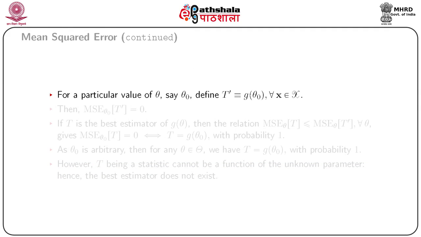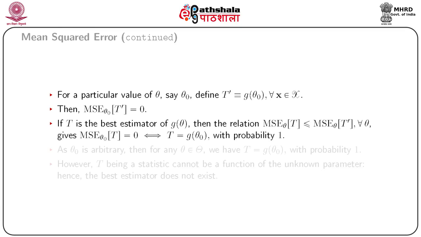Let, for a particular value of theta, say theta naught, T dash be defined as T dash equals g(theta naught) for all small x belonging to script X, where script X is the sample space. Then MSE of T dash under theta naught is equal to 0. Since MSE of T under theta naught is less than or equal to MSE of T dash under theta naught, it follows that MSE of T under theta naught is also equal to 0. Hence, T equals g(theta naught) with probability 1.